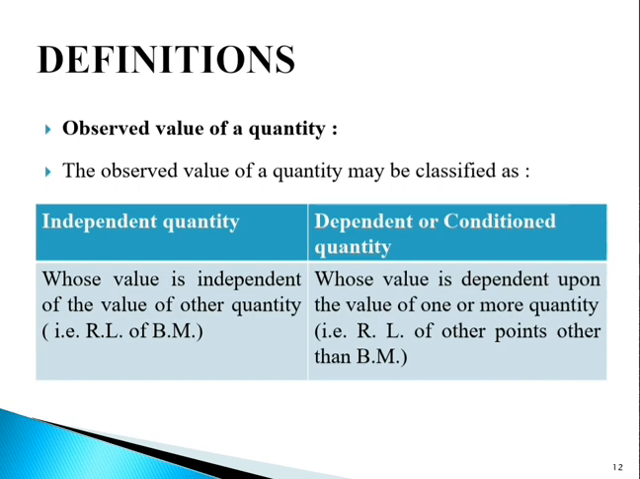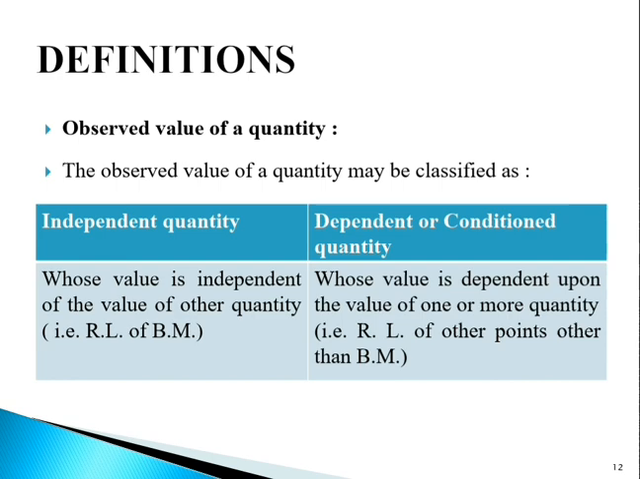If the value of an observed quantity is independent of the values of other quantities, it is known as an independent quantity. An independent quantity does not have any relation, or condition, with the other quantities, and hence a change in the other quantities does not affect the value of this quantity. For example, the reduced level of a benchmark is an independent quantity.